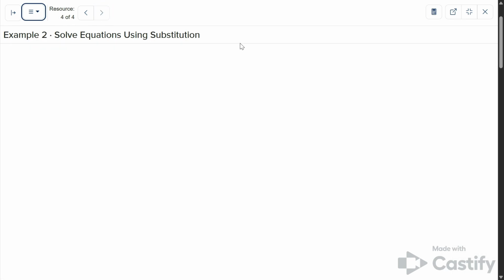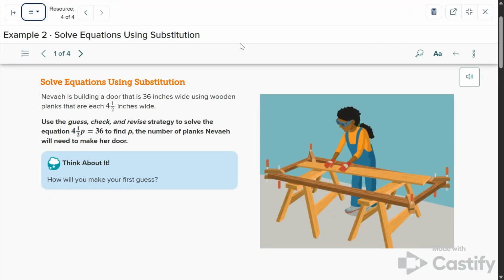All right, example 2 is to solve equations using substitution also. So this is just a word problem instead. Nevaeh is building a door that is 36 inches wide using wooden planks that are 4.5 inches wide. So she's building a door, it needs to be this wide, and the planks that she's using are this wide.